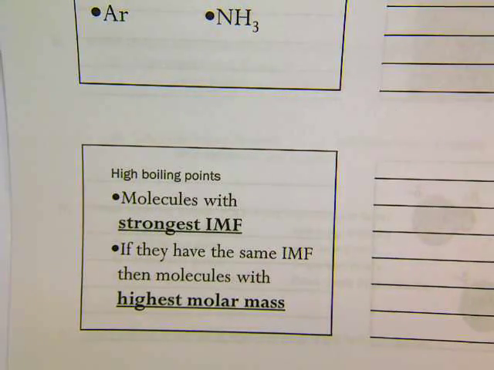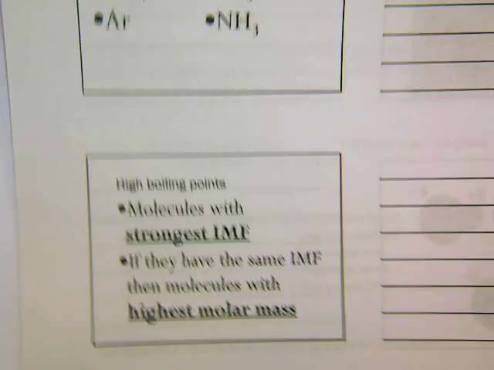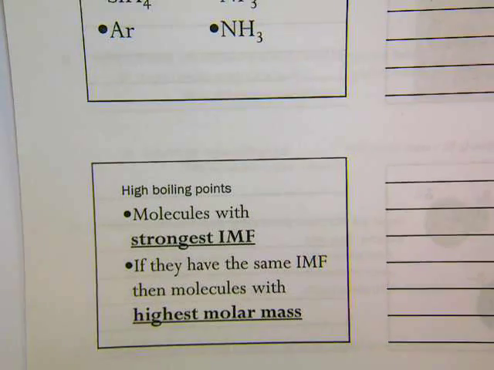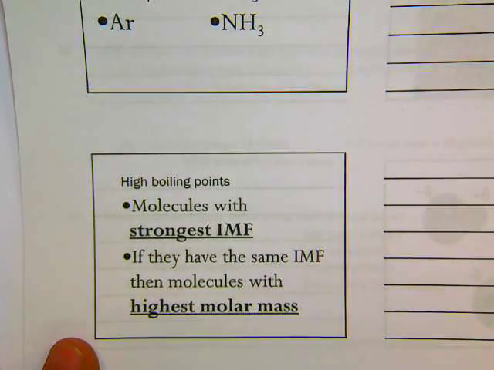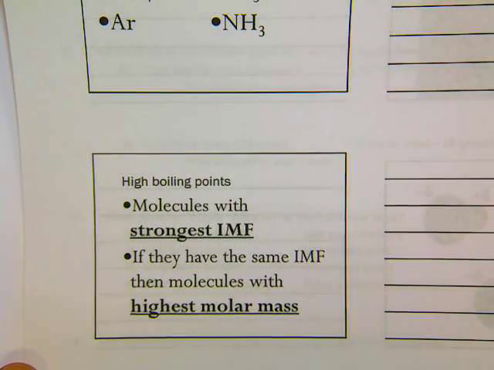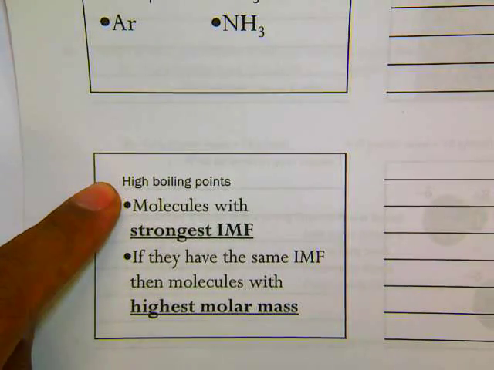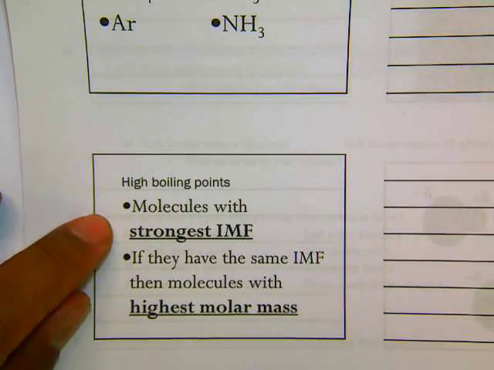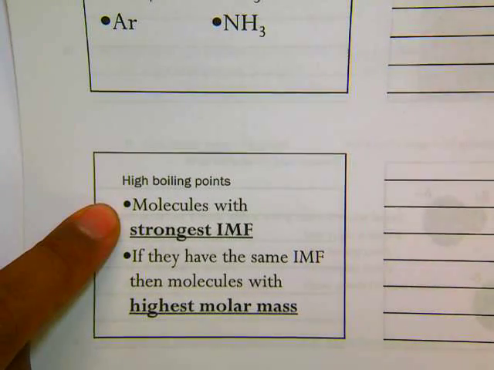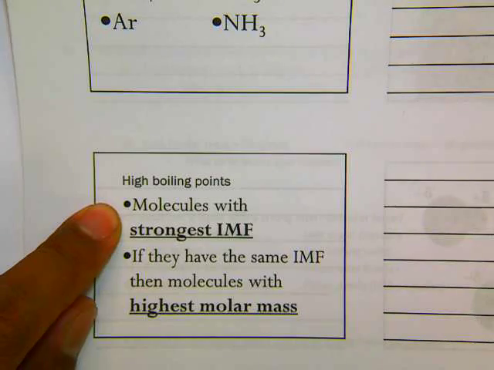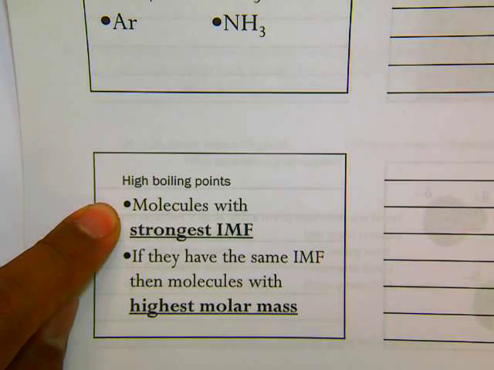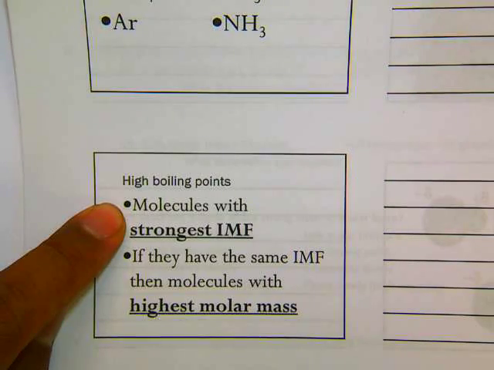So now you have the three IMFs, the strongest being hydrogen bonds, the weakest being dispersion, and dipole being the one in the middle. So if I'm looking at a liquid and I want to know which one has the highest boiling point, which has the highest temperature to boil it, well, these are the two things I'm looking at. The first thing I'm looking at is whether they have the strongest IMF. So again, hydrogen bonding has the strongest IMF, and so it's going to have the highest boiling point.